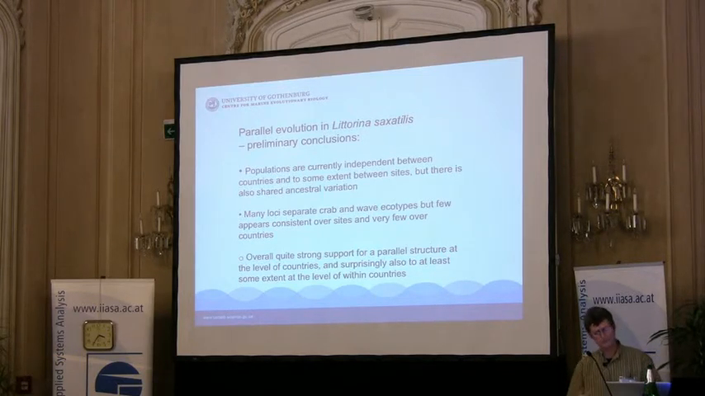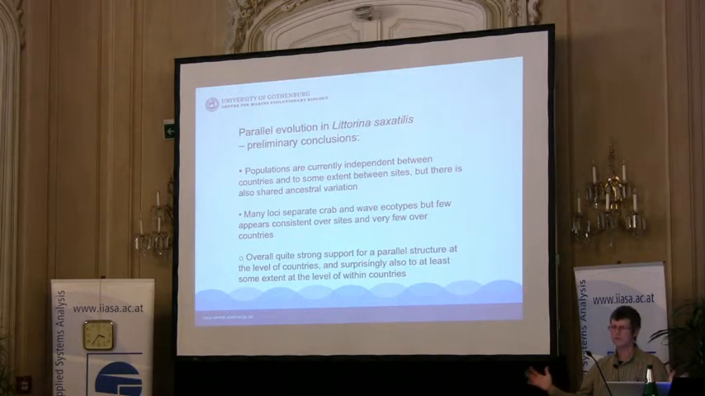So the preliminary conclusions at this stage are that we have populations that seem to be, at least in part, independent between countries, although one of the nuclear markers didn't indicate this. There is also, of course, a large part of shared ancestral variation. And although we have many loci that separate the two ecotypes, there are very few consistent separations over this geographic scale.